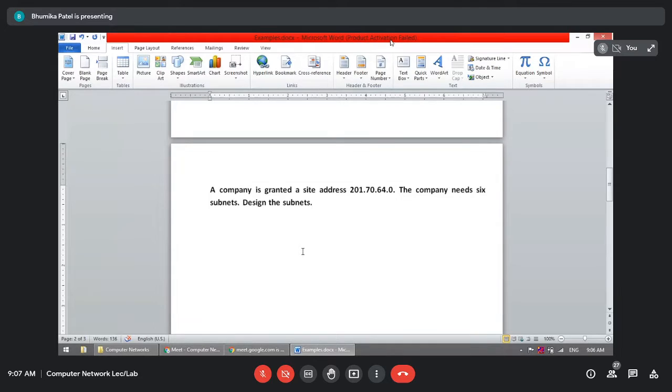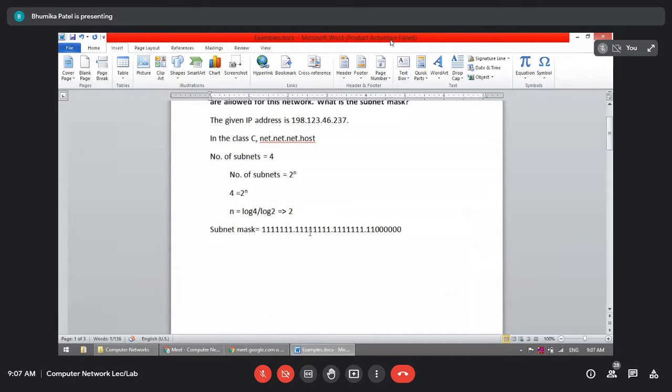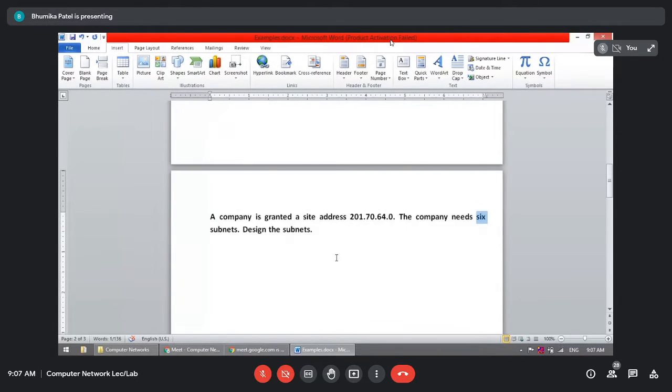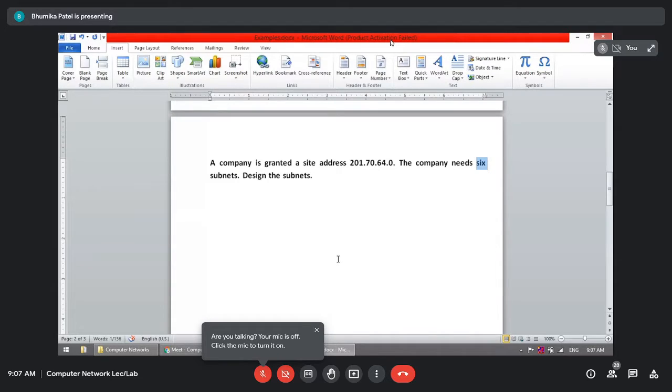Okay, next: a company is granted the site address 201.70.64.0 and the company needs 6 subnets. Design the subnets. Now here, the problem is what? The number of subnets is not a power of 2. It is 6. Then how are we going to design the subnets? The same thing we have done here: find the subnet mask, and based on that, we can identify the subnets.